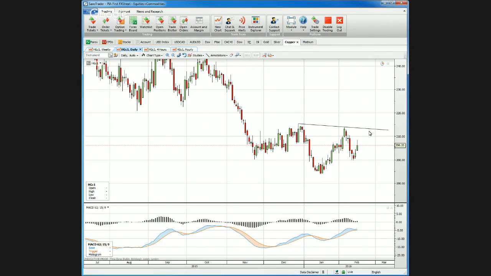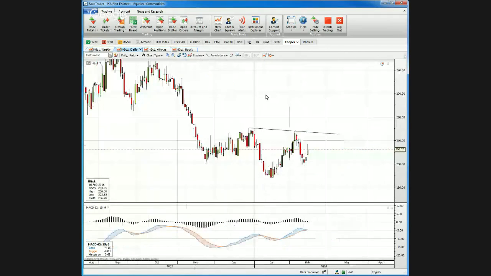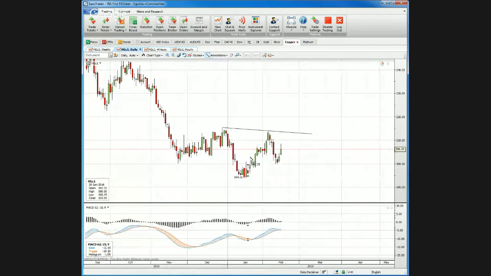A break and close above there, a clear break of maybe this 215 area, would coincide with maybe a stock market rally, a move up to 232. But at the moment we expect this to fail. We expect to be looking to sell into this area of 213 to 215.